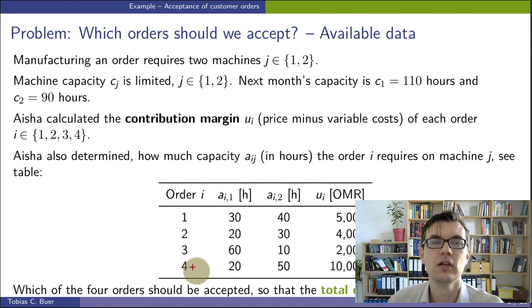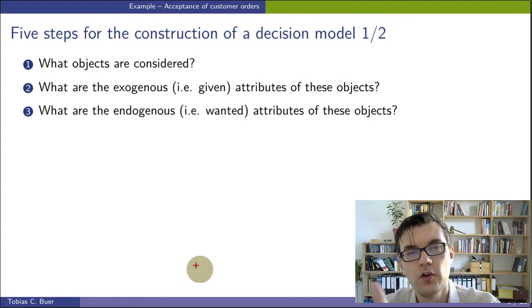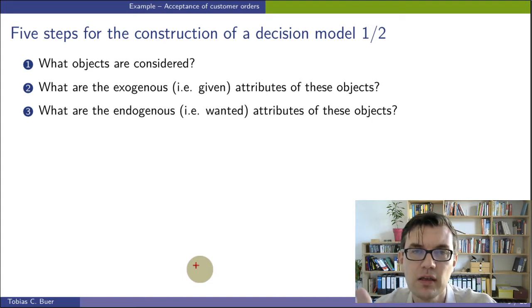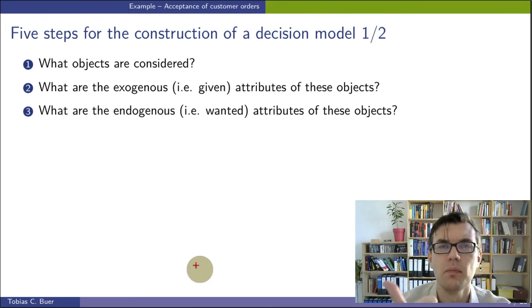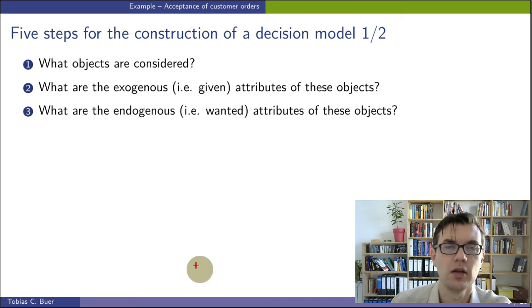Now we need to start building a model. First question: what are the objects that we need to consider in our model? We were talking about machines, we were talking about orders, and we were talking about different relationships between the machine capacity and the orders.